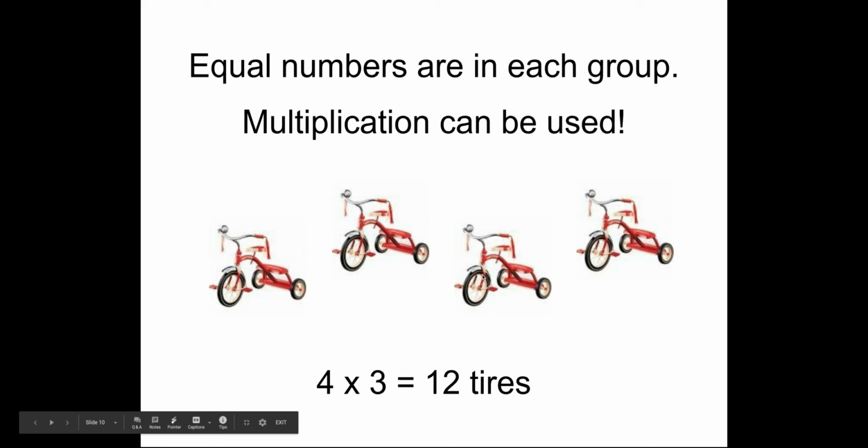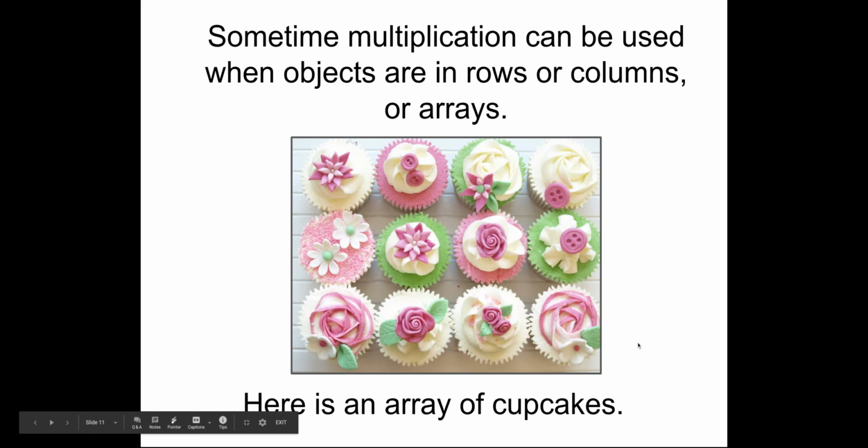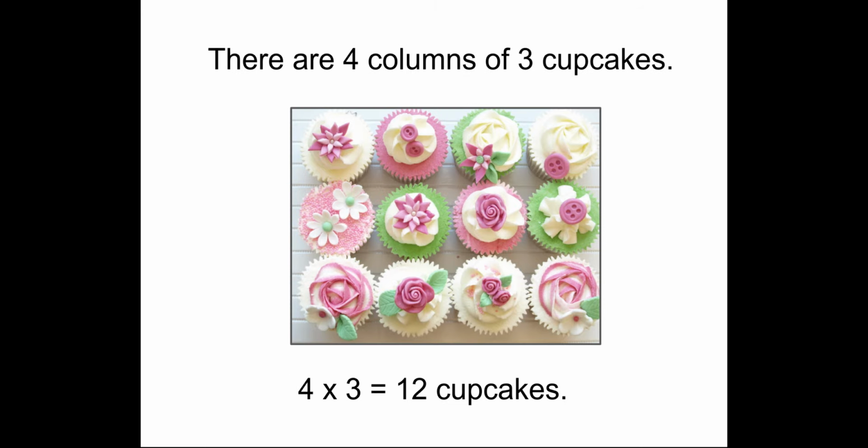3, 6, 9, 12. Sometimes multiplication can be used when objects are in rows or columns. Remember, rows or columns go up or down. Or when they're arranged in arrays. This is an array of cupcakes. There are 4 columns of 3 cupcakes, and let me show you what I mean. There's 1 column, 2 columns, 3 columns, 4 columns. Do you see the lines?